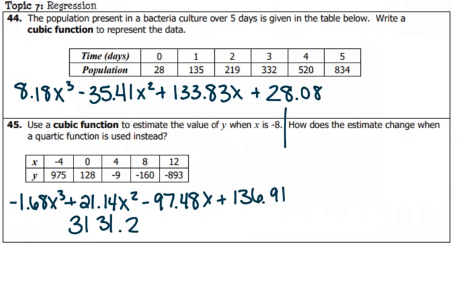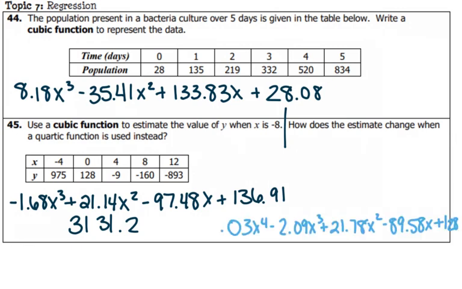So now I'm going to have to make a quartic function. And now using that quartic function, when I look at the table, when x is -8, y is now 3,412. So it increased, however you want to say that.